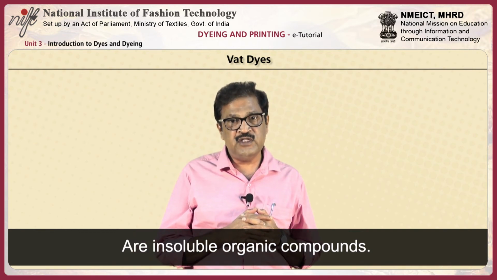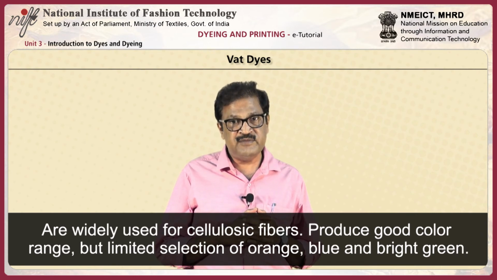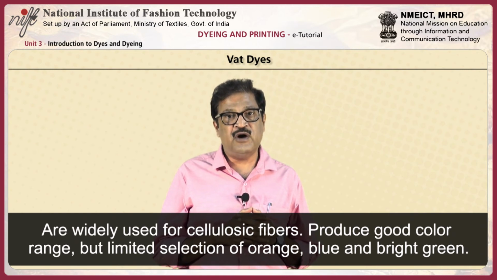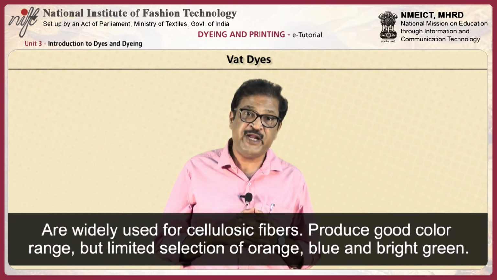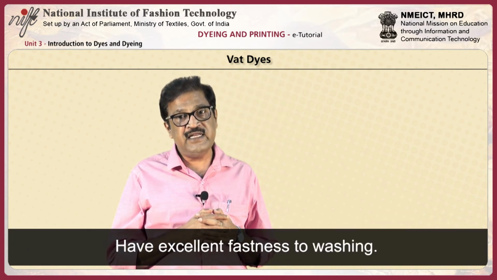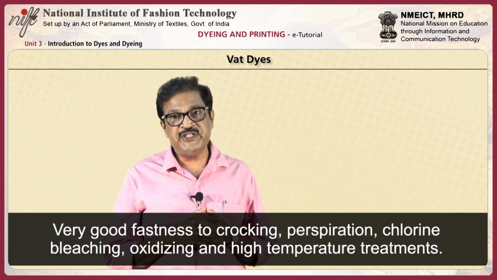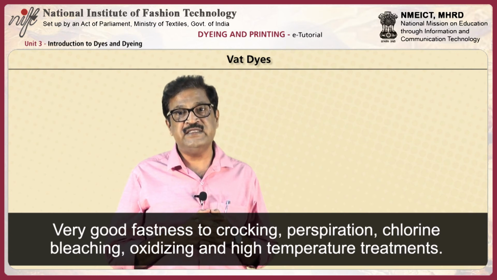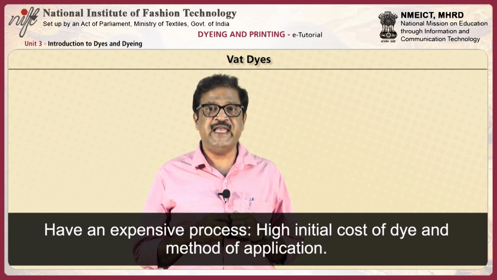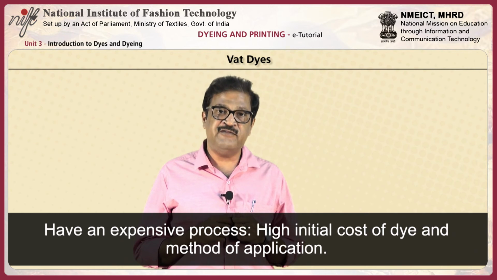Vat dyes are insoluble organic compounds. They are widely used for cellulosic fibers, and produce a good color range but a limited selection of orange, blue and light bright green. A large amount of dye is required for deep shades. They have excellent fastness to washing and very good fastness to cracking, perspiration, chlorine bleaching, oxidizing and high temperature treatments. Vat dyeing is an expensive process because of the high initial cost of dye and method of application.